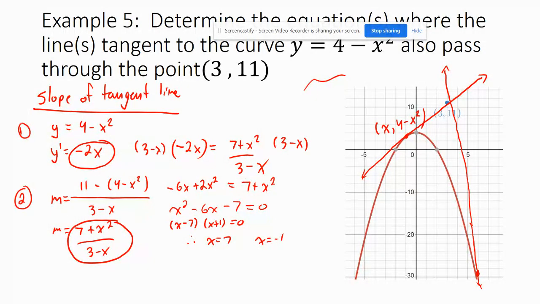So what this is getting at is that this point was actually a pretty good guess. This value over here is negative 1, and this x coordinate over here is 7. Next, we need to figure out the y coordinates corresponding to these points. f at negative 1 is 4 minus negative 1 squared, which is 4 minus 1, which is 3. So negative 1 comma 3.